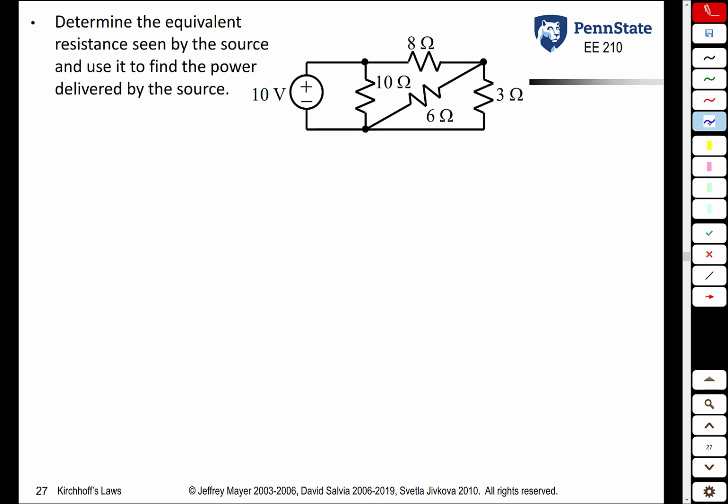Let's look at another example. In this example, we see a source connected to a whole bunch of resistors, some in series, some in parallel, some combined other ways. And we're asked to find the equivalent resistance seen by the source and use it to find the power delivered by the source. Think about the source as your blue blob. As far as it's concerned, it doesn't know that it's connected to a 10 ohm, an 8 ohm, a 6 ohm, and a 3 ohm resistor. All that it sees is that it is connected to some equivalent resistance, R equivalent.